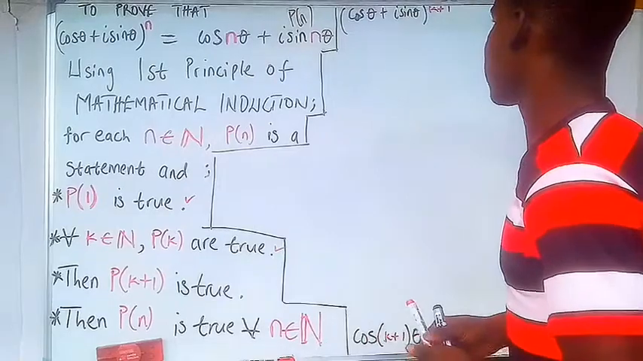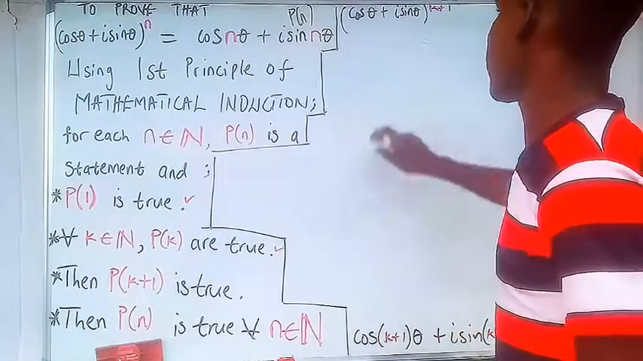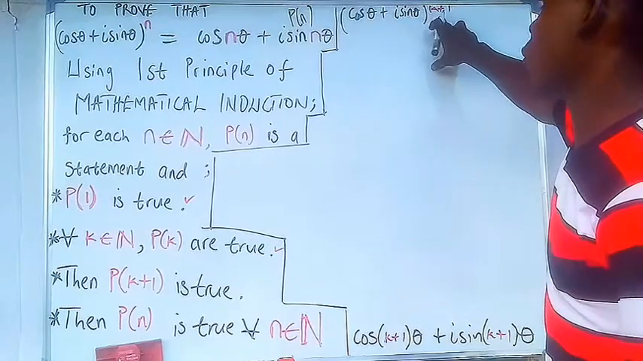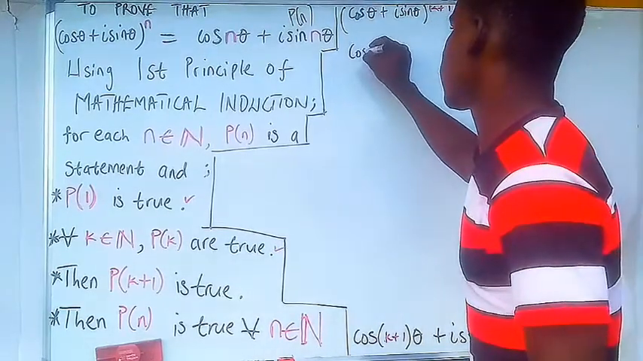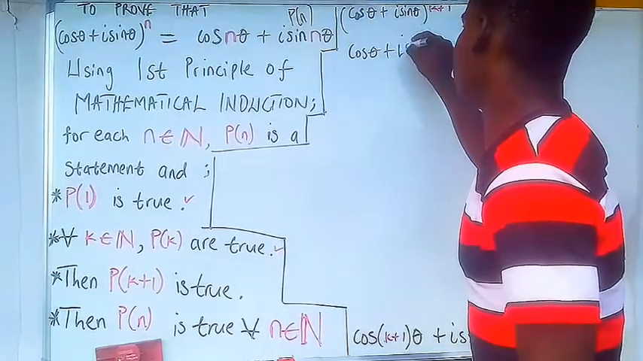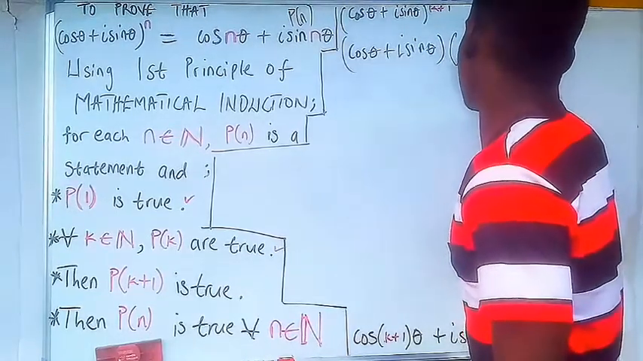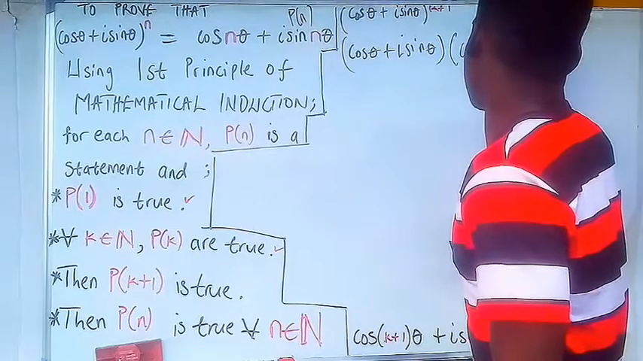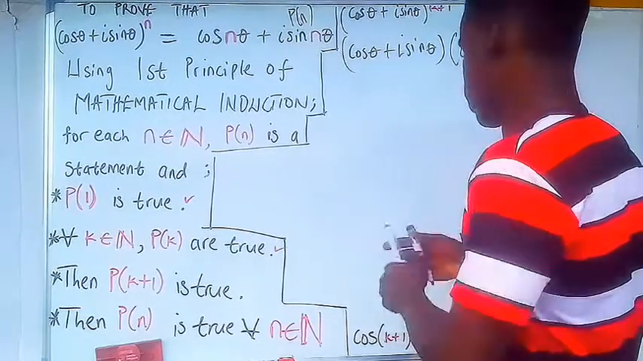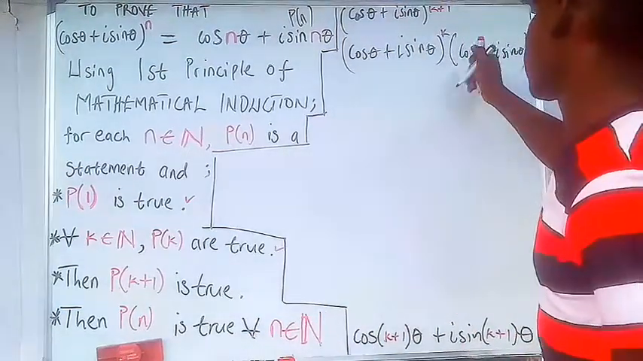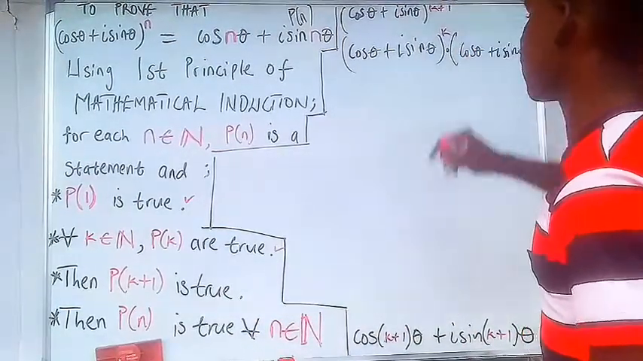Great. Now let's go ahead and expand this. Now you take note of this power. The power now becomes k plus 1. So you just notice that this is the same thing as saying k raised to power k times cosine of theta plus i sine of theta. Great. Now you notice that this and this are the same thing as this.